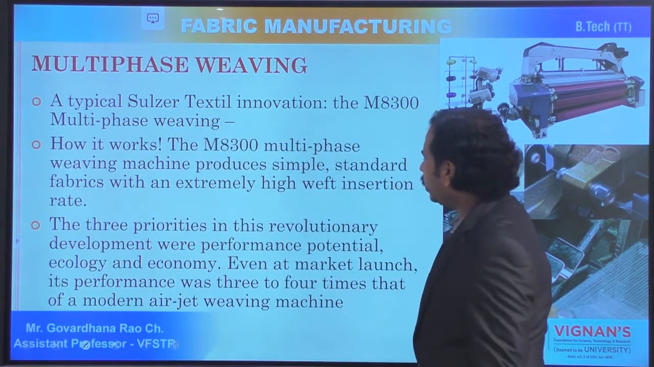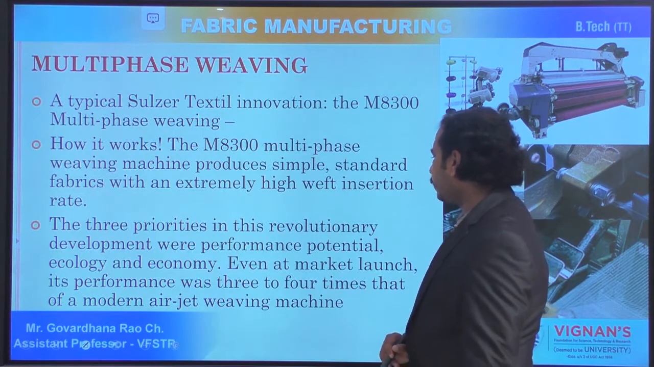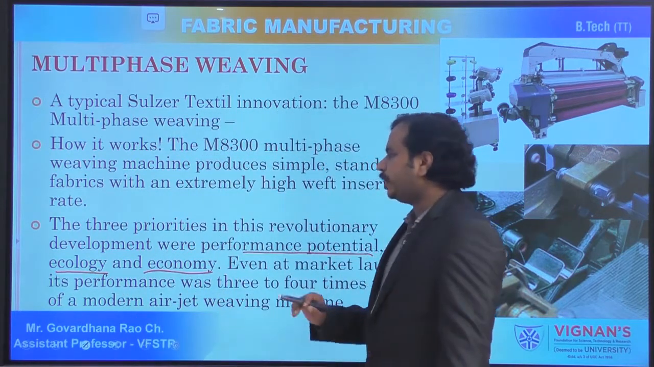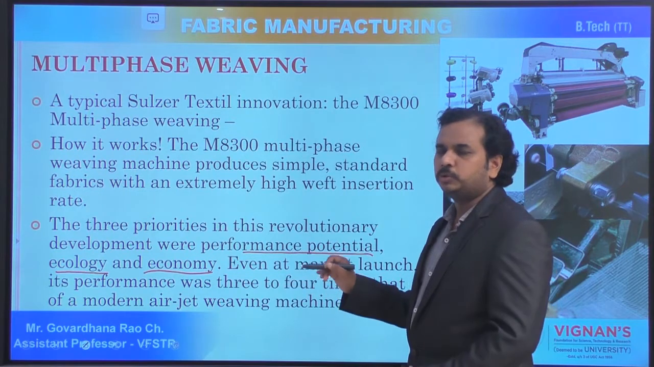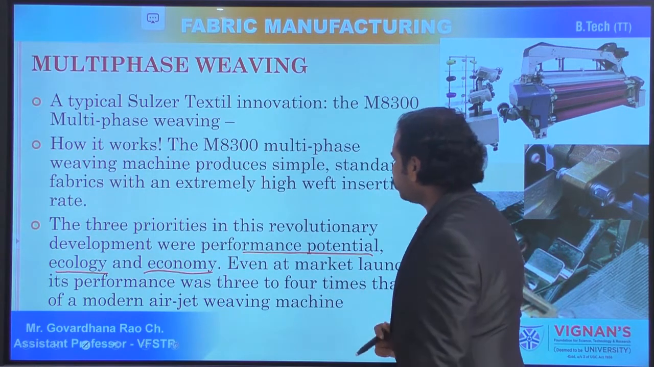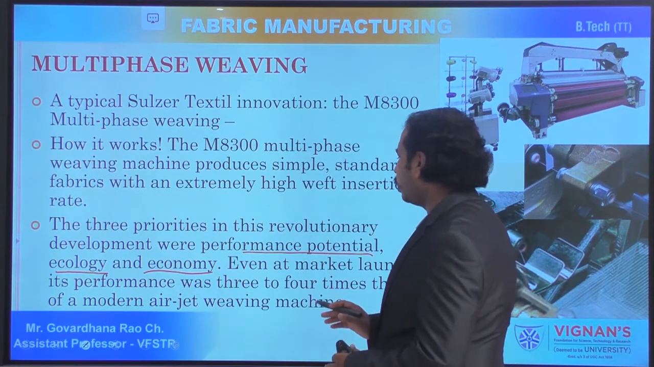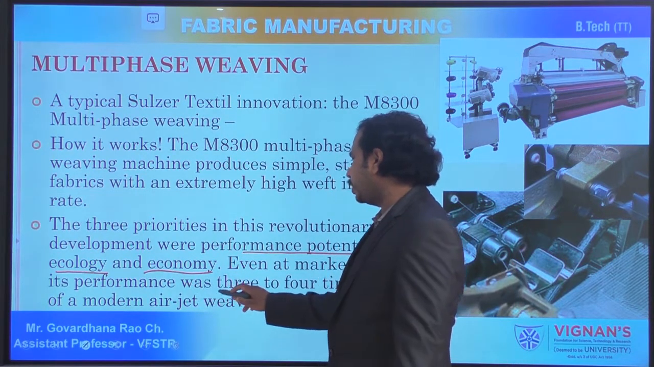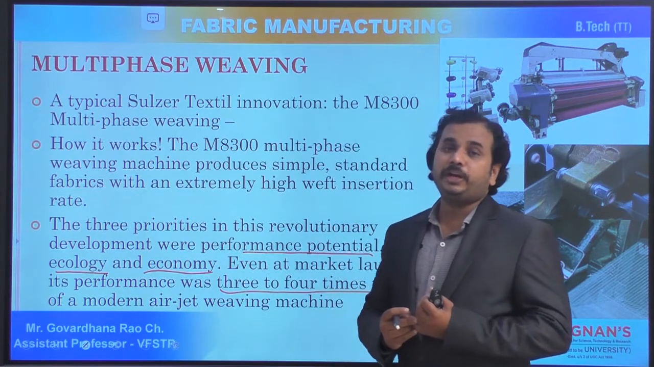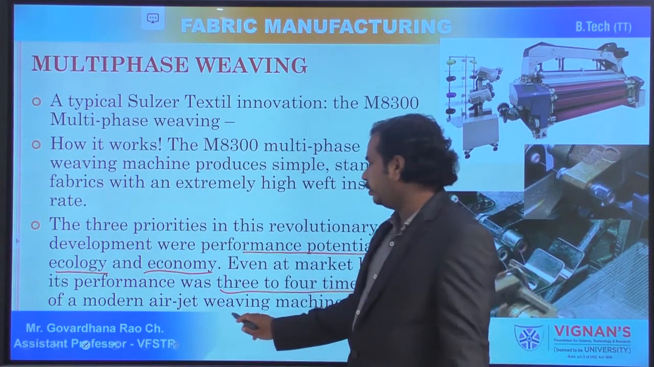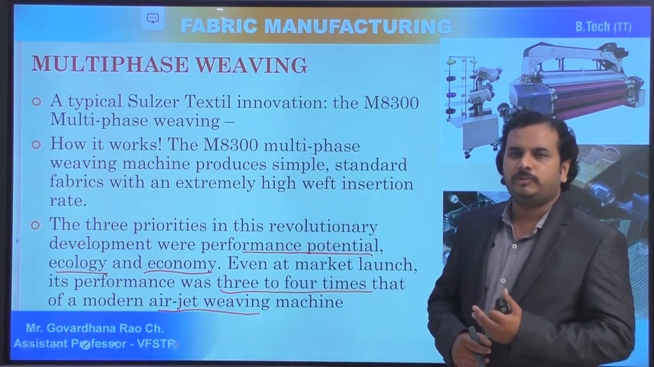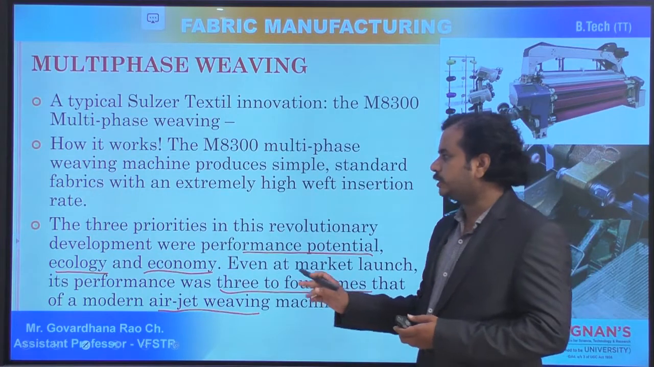And now the 3 priorities of these revolutionary developments were performance potential, ecology and economy. These 3 priorities were taken into consideration and they developed the multiphase weaving technology. Even at the market launch, its performance was 3 to 4 times that of the modern air-jet weaving machines. So the performance, I can say, is the production rate. The production of multiphase weaving machines is 3 to 4 times greater than that of air-jet weaving machines, because here also we are using an air-jet nozzle to insert the weft yarn into the already opened sheds. Okay, so that is the thing.